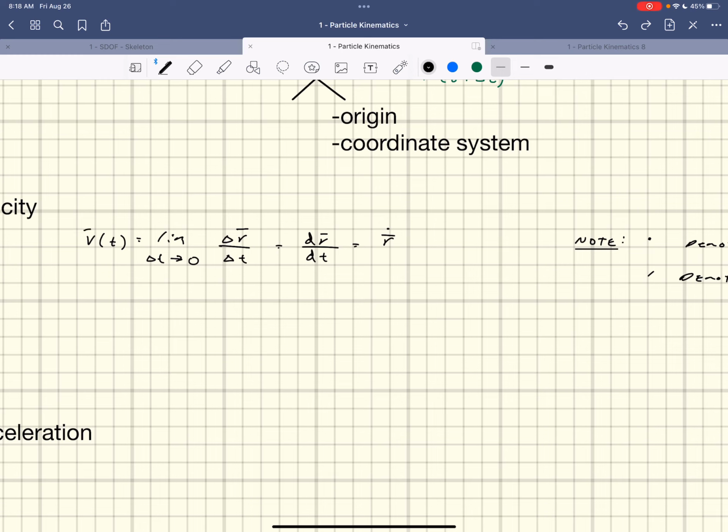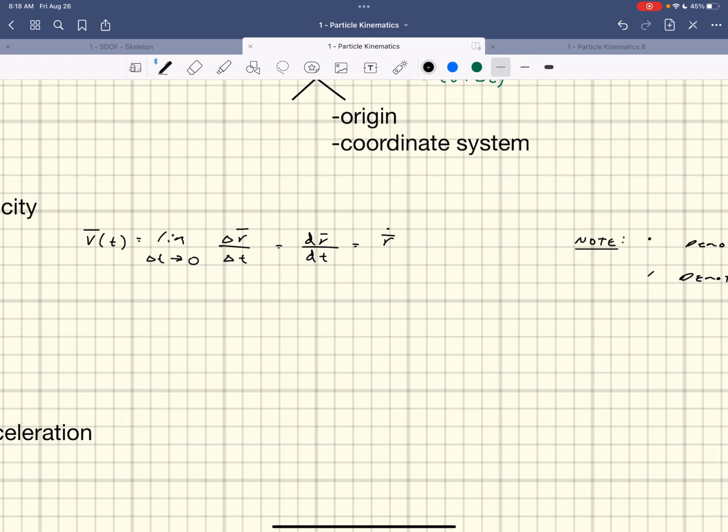Because mechanics is about being very clear and as concise as possible, and we don't want to make mistakes like that. So yes, velocity is also a vector.